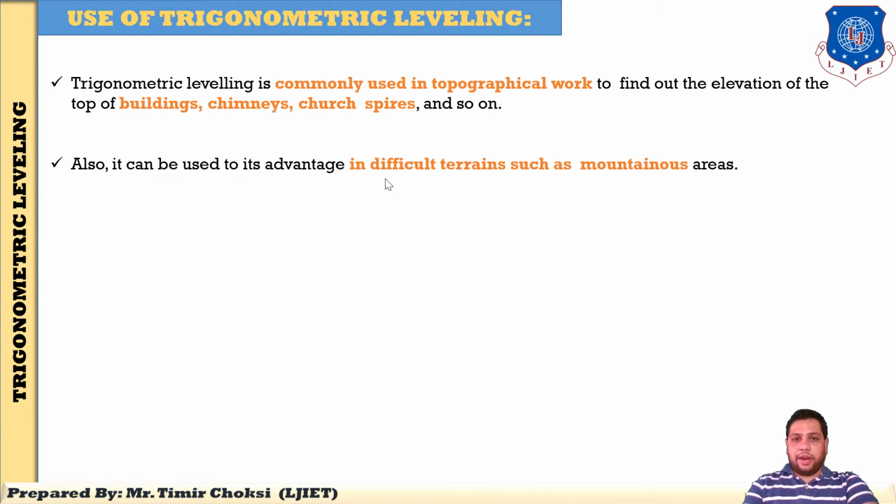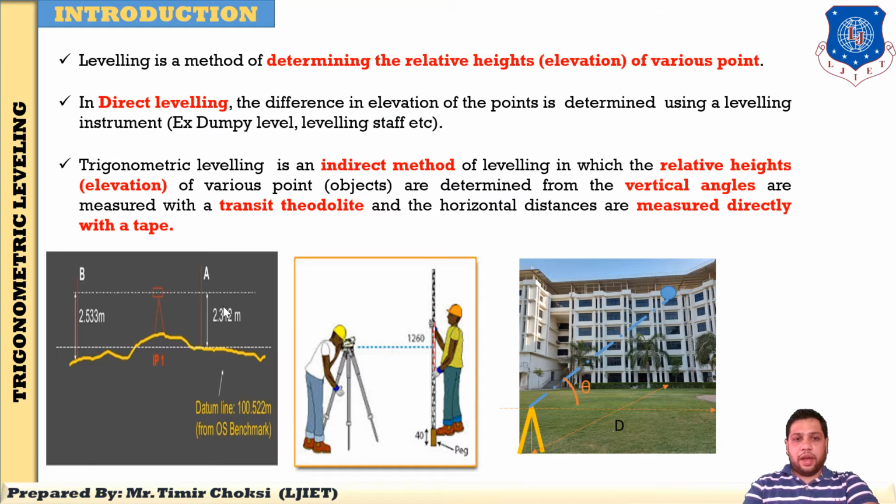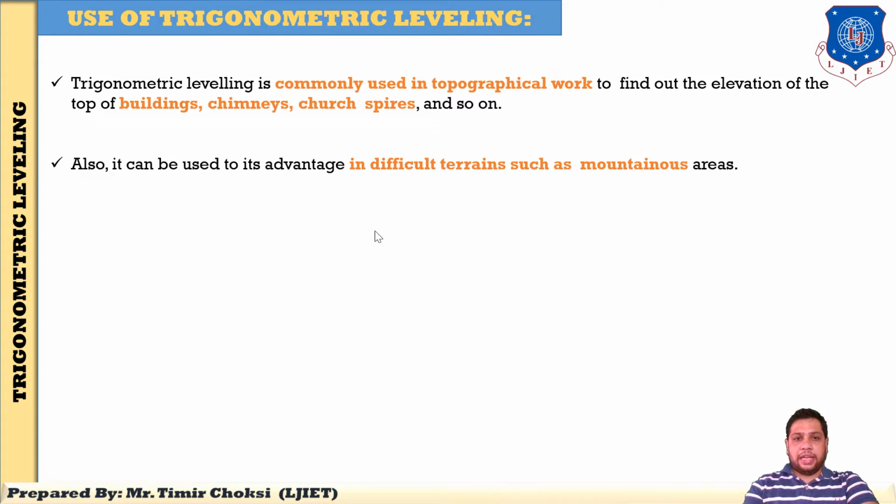Also, it can be used to advantage in difficult terrain such as mountain areas. When you cannot use direct leveling, you use the indirect method, trigonometric leveling, and generally trigonometric leveling is used in difficult terrain like mountain areas.